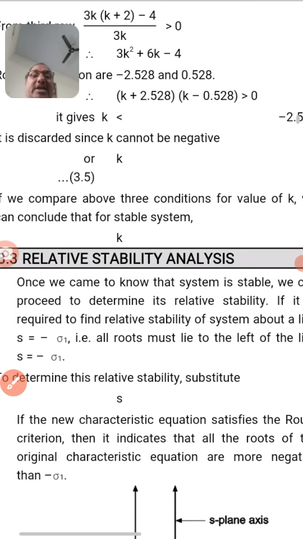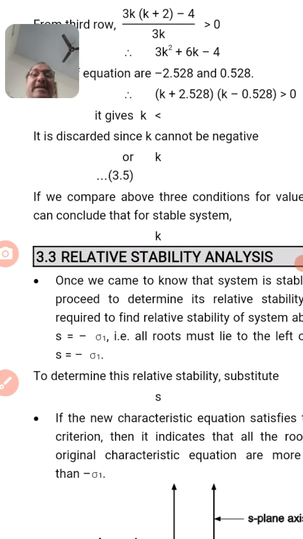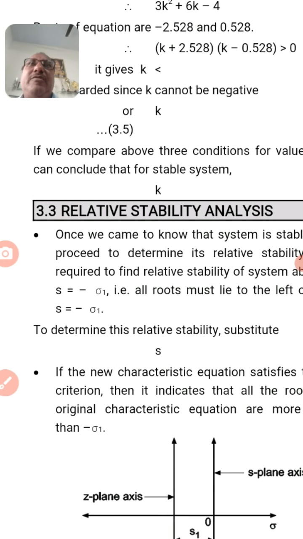If we compare the above three conditions for the value of k, we can conclude that for a stable system k should be greater than 0.5. Means the gain of the closed loop system, k, should be greater than 0.5, then and only then the system will become stable. So we do not use Routh-Hurwitz criteria only for finding the stability of the characteristic equation, rather we can use it reversely to find out the gain of the system, and ultimately design a closed loop system.